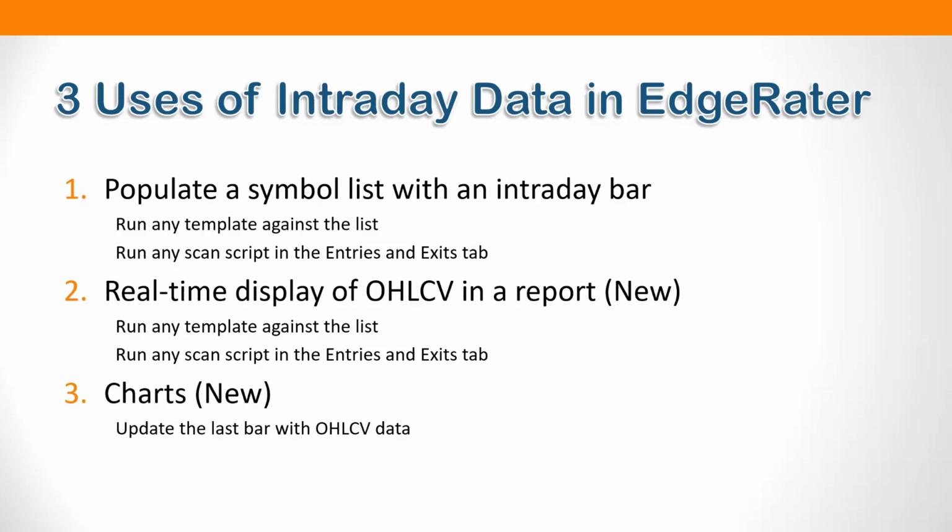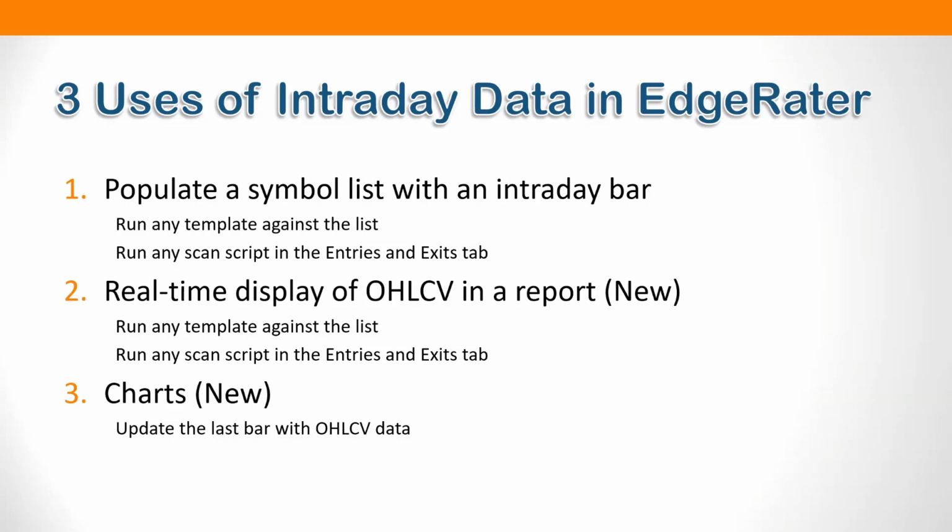What you could do is populate any symbol list with an intraday bar. Normally a symbol list contains historical data, all end of day data. If you had access to an intraday source, you could click a button, it would populate a list with an intraday bar, and then you could run any template against that list. The template would then run and give you the results, assuming that this bar, the open, high, low, close value, was the last daily bar. So that's always been working, still works, and works even better now.